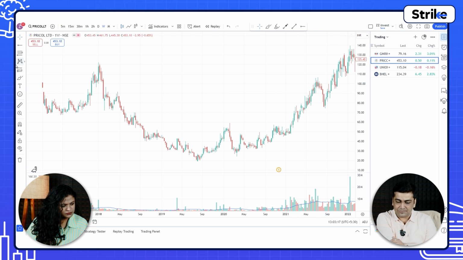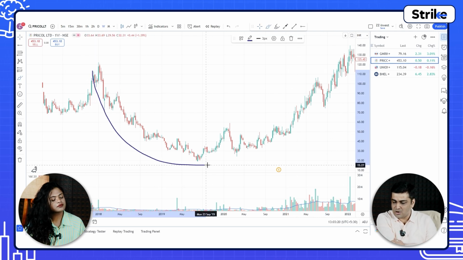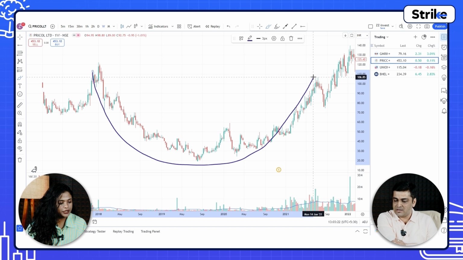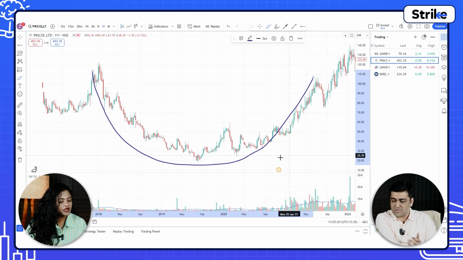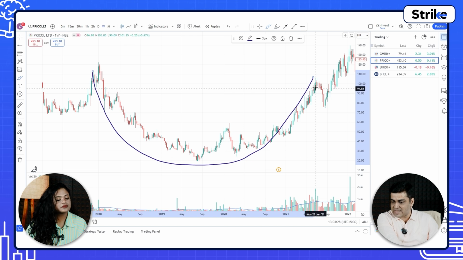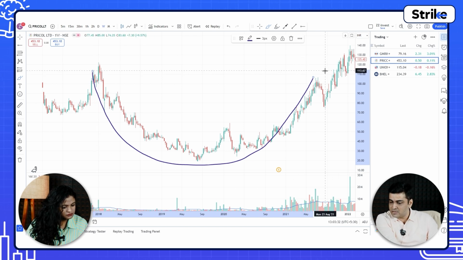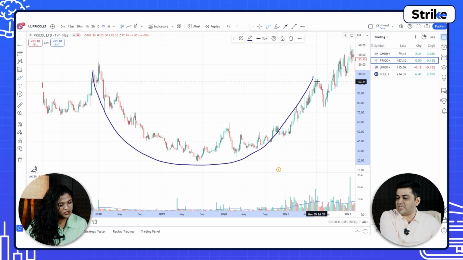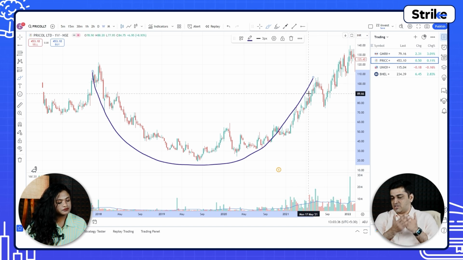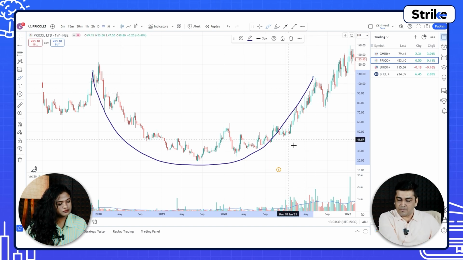Now, what can we see over here? A large double rounding bottom. Maybe you can call it a double bottom. But when we are talking about this entire large pattern from December 2017 to July 2021, close to around 4 years, it's a nice classic rounding pattern.